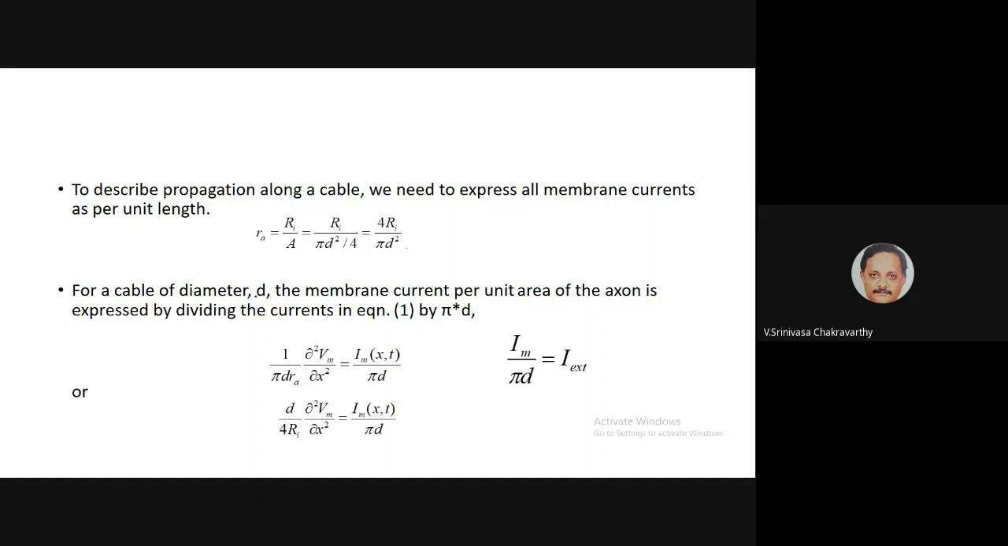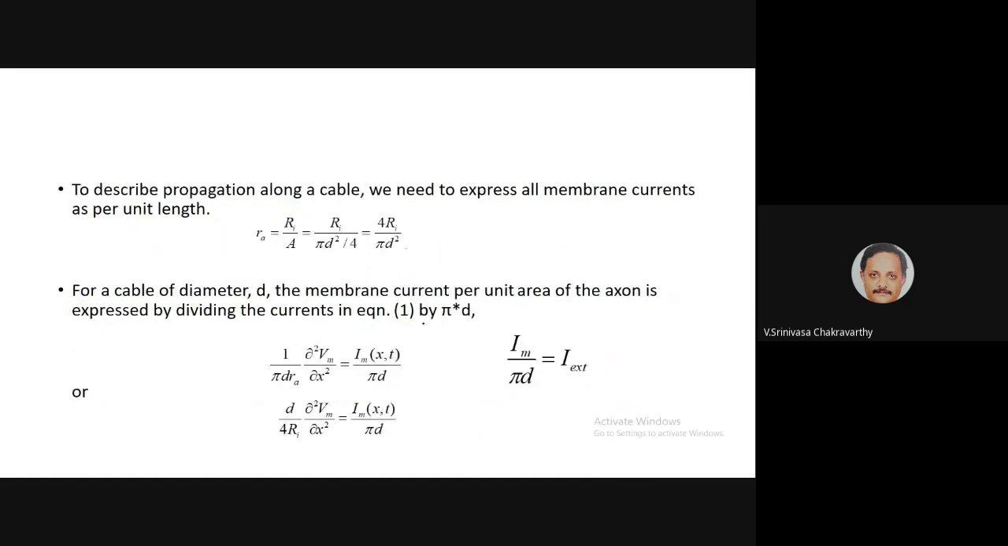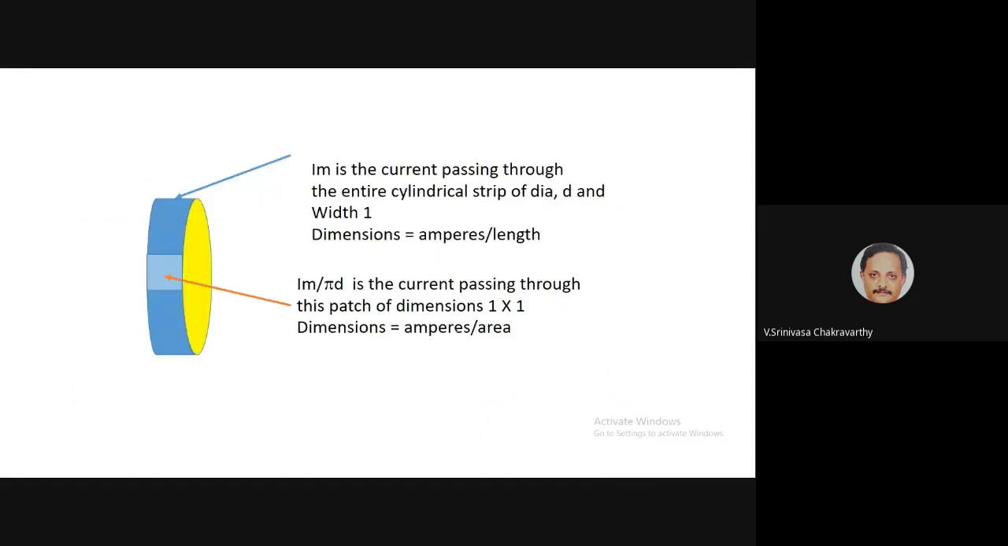Now, for a given cable of diameter d, the membrane current per unit area of the axon is expressed by dividing the current in equation 1 by pi d. How is that? If you look at this simple schematic, Im is the current passing through the entire cylindrical strip of diameter d and width 1. Im represents a current going through this entire strip, whereas what we want is the current going through a small unit area patch.